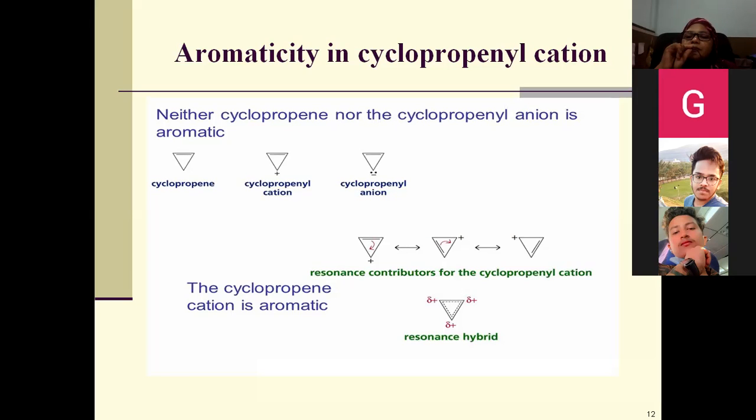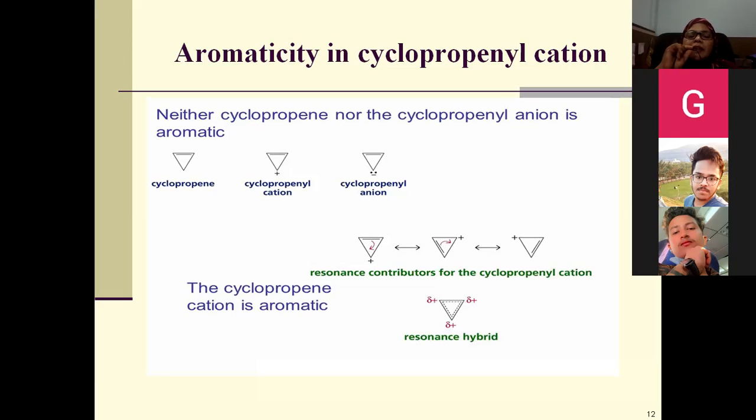Yeah, ma'am. First is cyclic. Second is 4n plus 2. Yes. Third. Let's see. Yes, anyone else who can say all the 4 criteria? Follow conjugate rule. Yes, fully conjugated. Yes, and the fourth? Planar. Must have a planar structure.